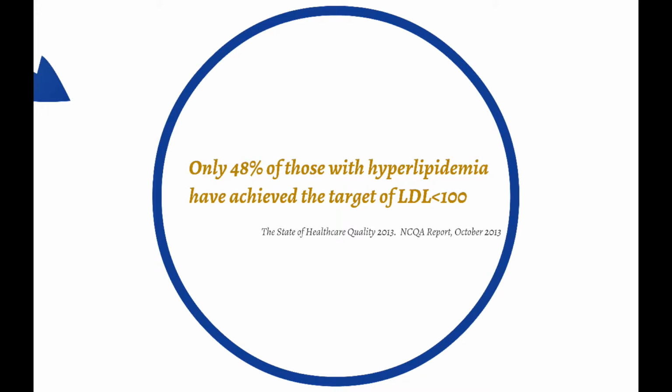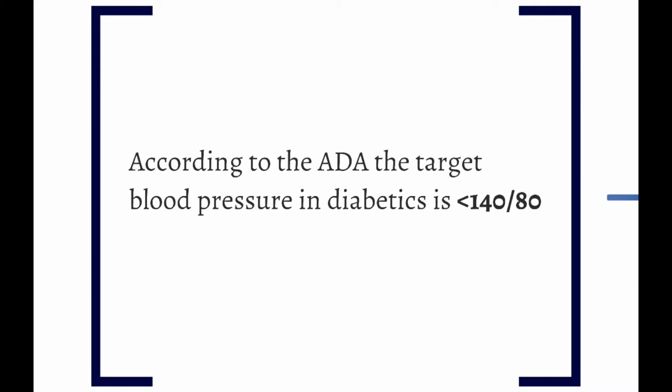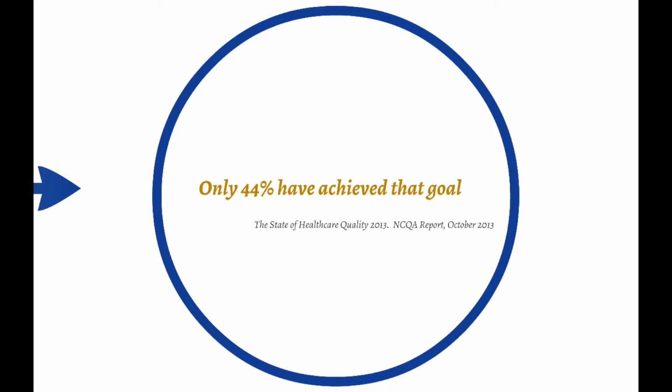Okay, let's review another guideline. According to the ADA, what is the blood pressure goal of a diabetic patient? The correct answer, according to the ADA, is less than 140 over 80. Unfortunately, only about 44% of diabetics have achieved that goal according to the NCQA.